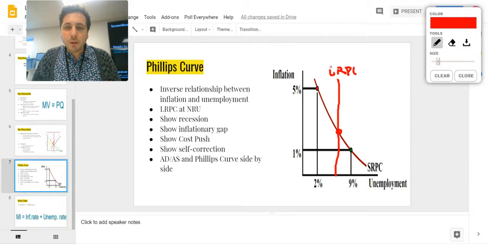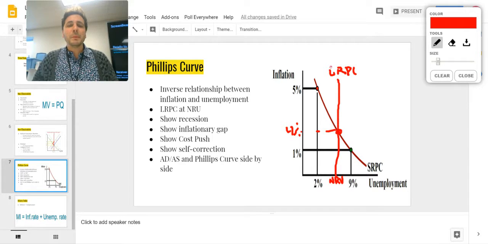And then right here at the intersection, that's going to be our current inflation rate. So I don't know, like 4%. But it's also going to be our natural rate of unemployment, NRU, right? Because in a long enough timeline, we will end up at full employment GDP again, like we always do. And so we'll end up at this intersection once more, right?